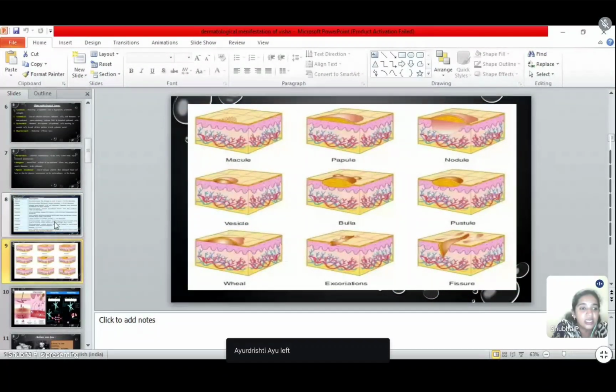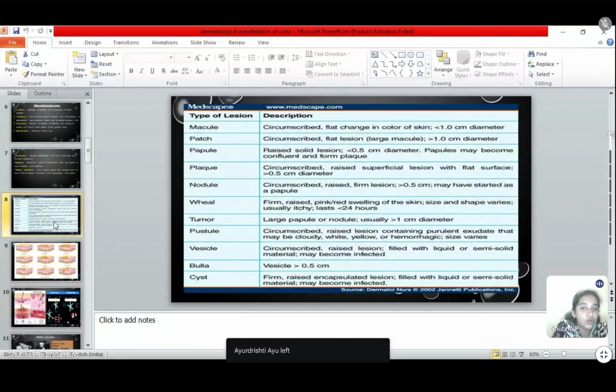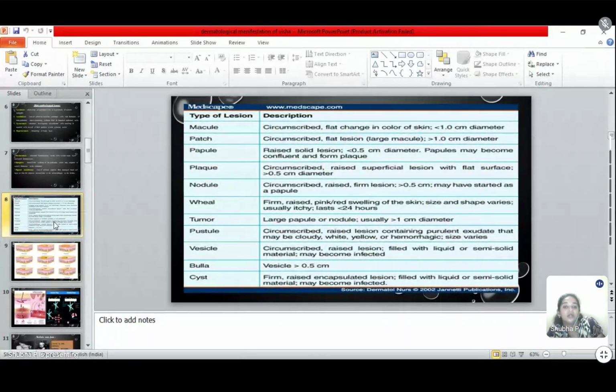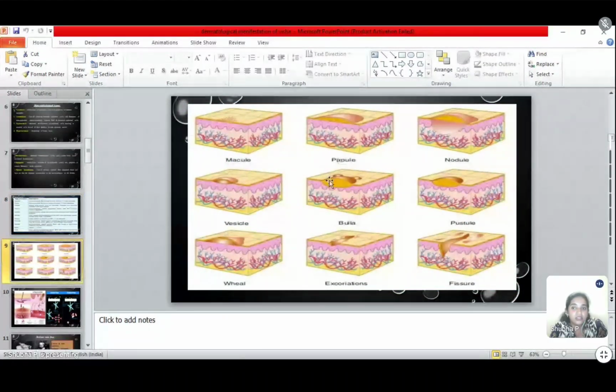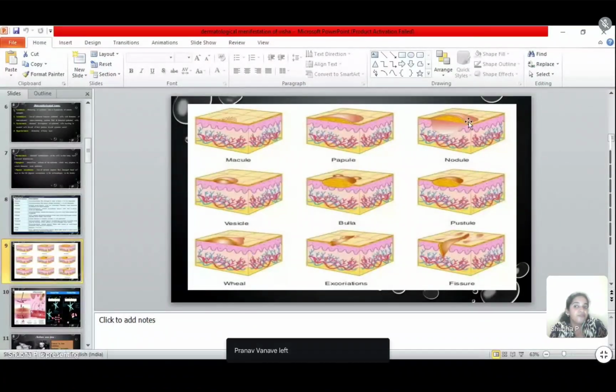Next, you see a nodule. A nodule is a circumscribed, raised, firm lesion which is greater than 0.5 centimeters and may have started as a papule. Initially, a papule, a small raised lesion, will be there which will grow up and become a nodule. This is what a nodule is, a raised lesion.